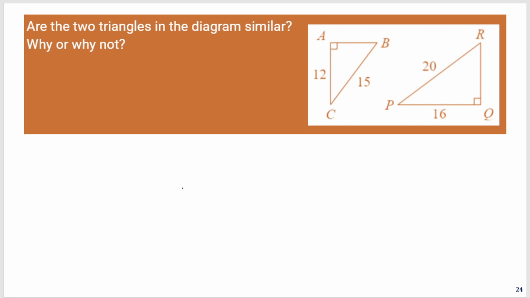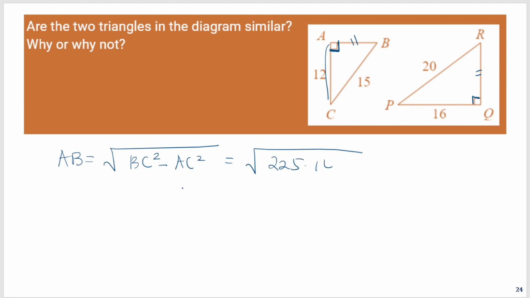So it seems that we can use SAS, right? If you want to use SAS or SSS, well, if you want to use SAS, you need to know the length of AB and the length of RQ, right? Because this is the angle in between, not this side, right? So first of all, you can find the length of AB. Length of AB equals square root of BC squared minus AC squared, which equals square root of 225 minus 144, which is square root of 81, and this is 9, right?